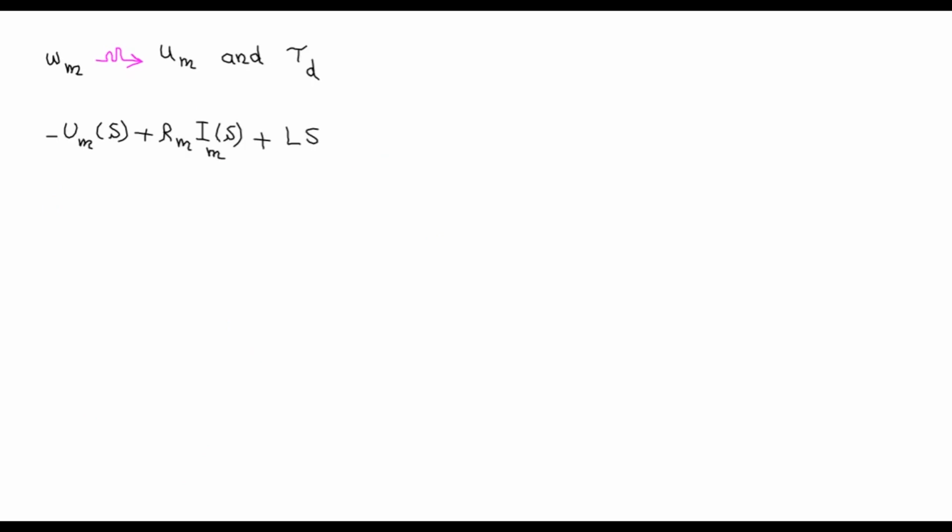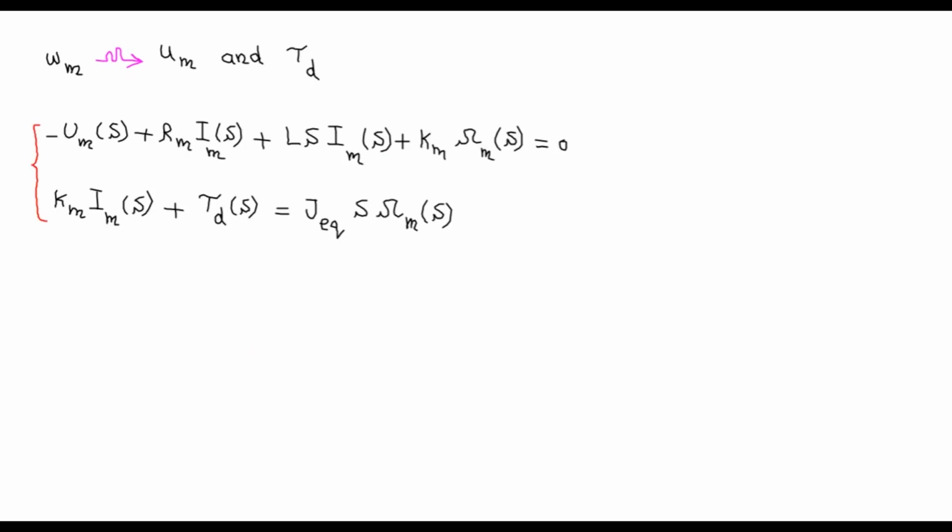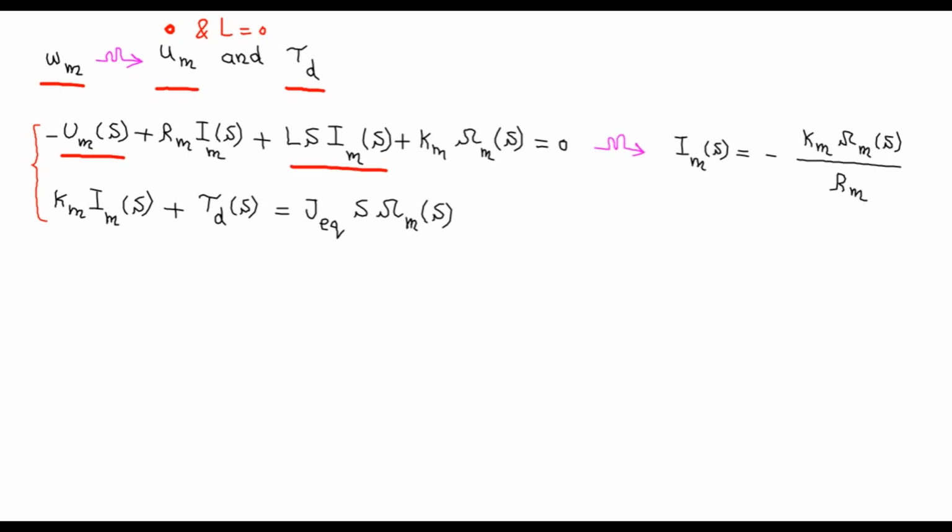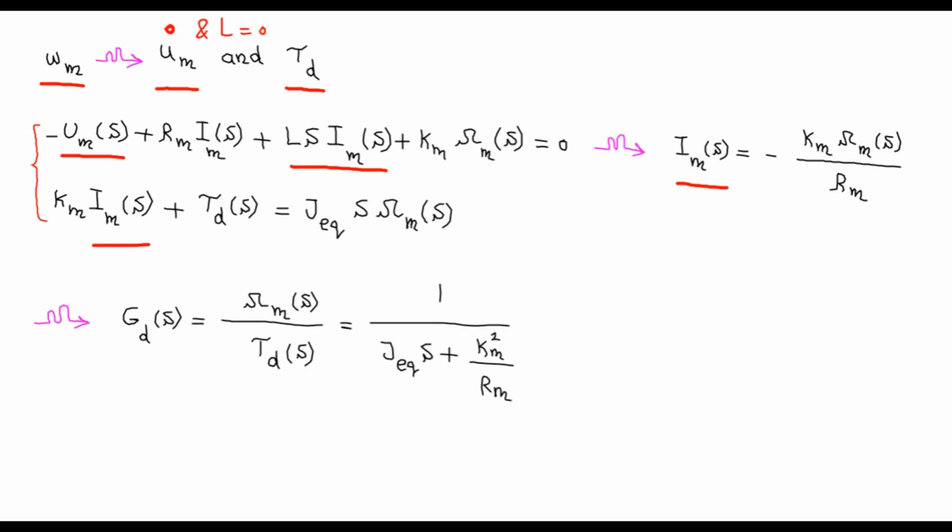Now let's go back to the Laplace domain equations, and this time I'm going to find the transfer function between angular velocity and the external disturbance torque for the case when the input voltage is off and the inductance property is very small. In this scenario, these terms are gone. So the current in the Laplace domain is expressed like this.